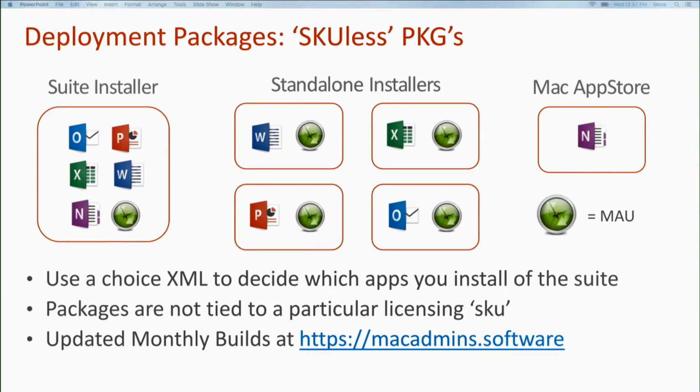So if you're going to use this type of package, you've really got two options. You can either download the Suite installer and use what's known as a choice XML to customize exactly which applications from that Suite installer are deployed, or you can download the standalone installers and deploy them as you see fit. And finally, you can download OneNote from the actual Mac App Store itself.